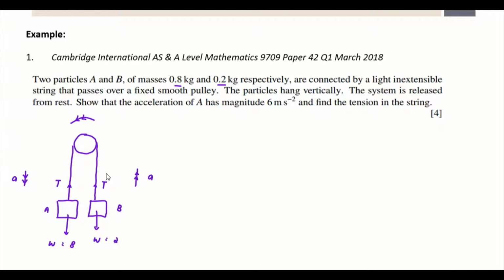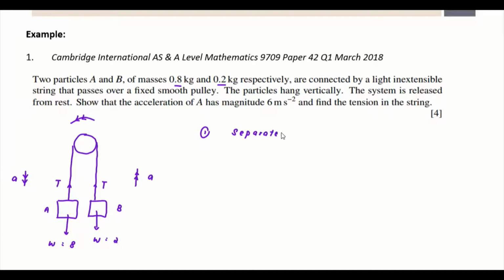All right, so we'll attempt this question by using two different approaches. The first one is by using a separate particle. This is the idea that we have learned previously. So let's look at them individually. This is the first approach, which looks at it separately.